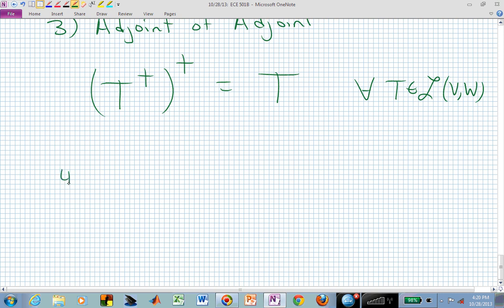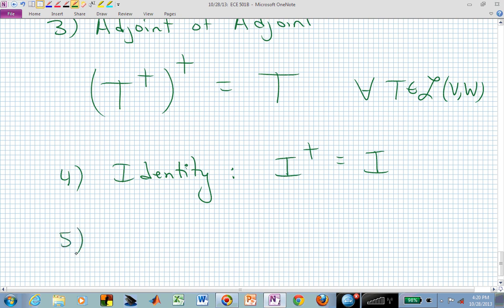Another one is, and we'll use these properties when we're deriving some other results, the identity. If I had the identity map and I took the adjoint of that, what's that going to produce? It better just give me the identity map back. The identity map just takes me from a vector back to that same vector, and now if I take the adjoint of that, I better get the same map.